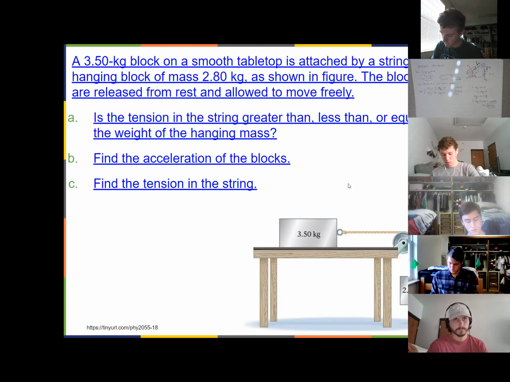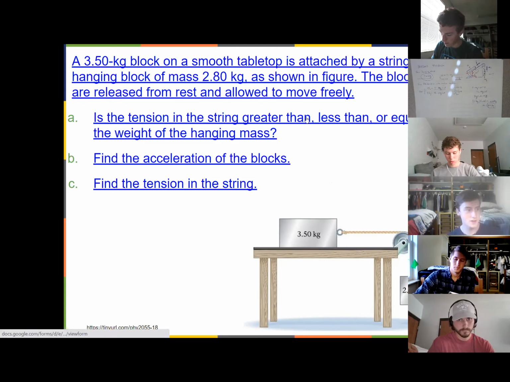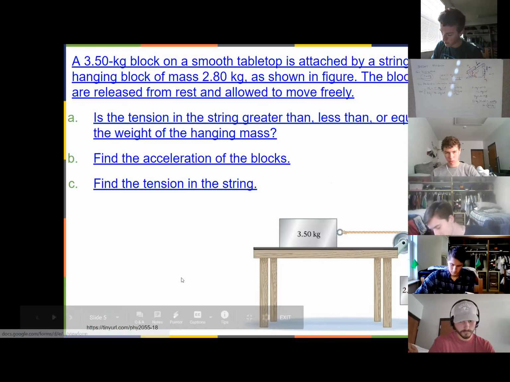I'll have you guys try to work on this, and then in a few minutes we can take a look at the solution together. Once you have your answer, you can click on the problem here to submit your response.